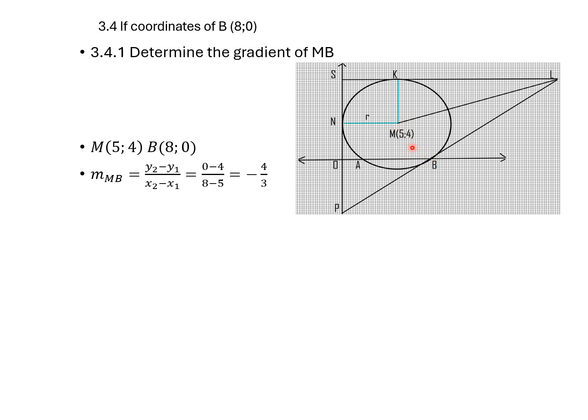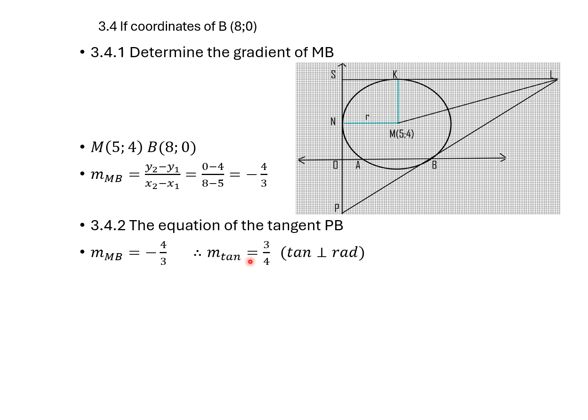From the radius, we should be able to find the gradient of the tangent. They want the equation of tangent PB. My gradient of MB is negative 4 over 3. Therefore, my gradient of the tangent would be 3 over 4, flipped around and the negative becomes positive. Reason: the tangent is always perpendicular to the radius. So I already have y equals 3 over 4 x plus c.